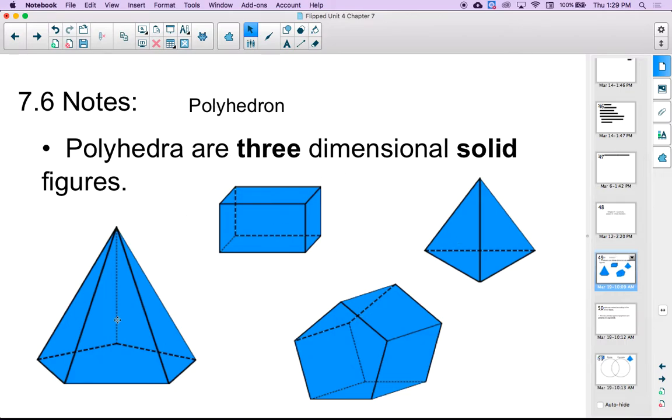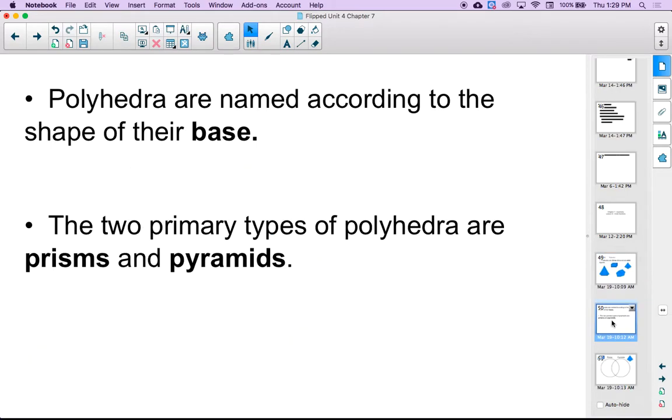Each of these are an example of polyhedra. You can probably think of some real-life examples where you may see something like this, like a shoebox or maybe a tissue box or cereal box. This looks like a pyramid. So these are pretty familiar to you.